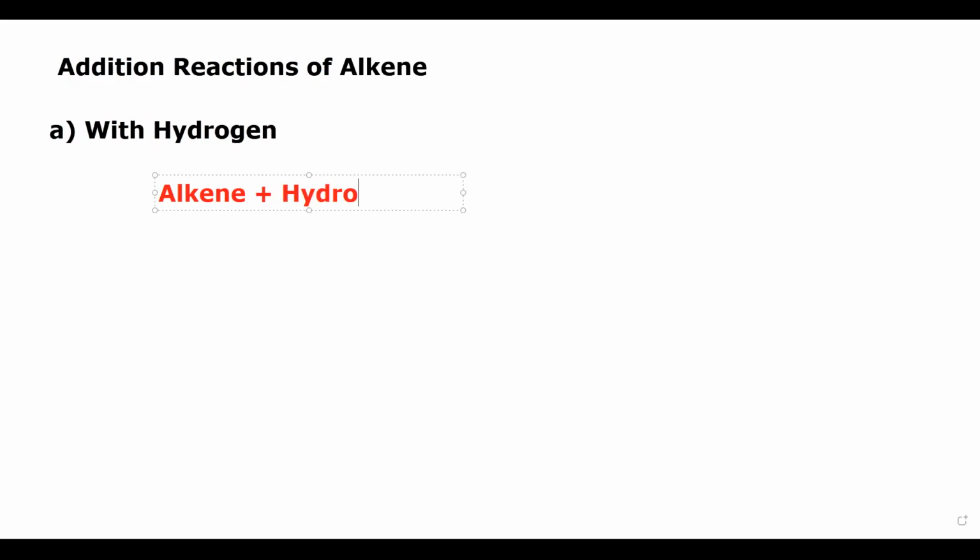For example, the addition reaction with hydrogen. How does an alkene react with hydrogen? If we have an alkene plus hydrogen, this will give an alkane. The double bond will break and it results in the formation of an alkane.